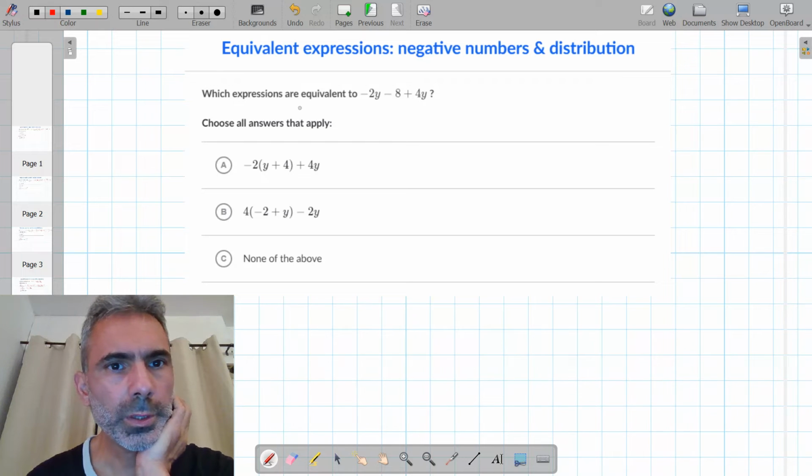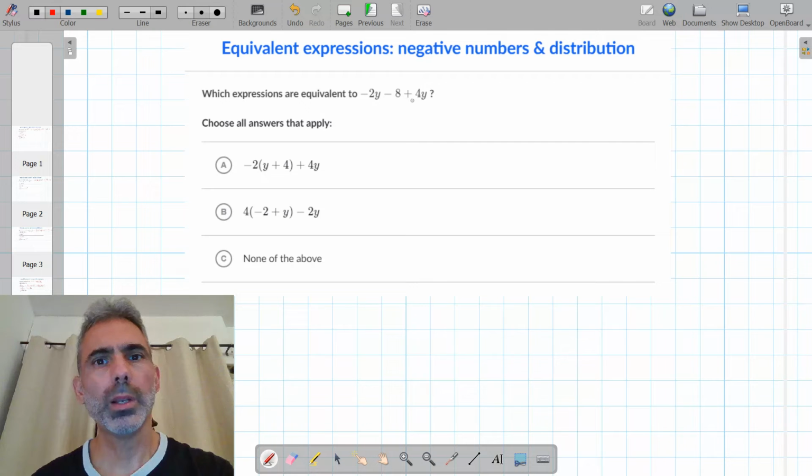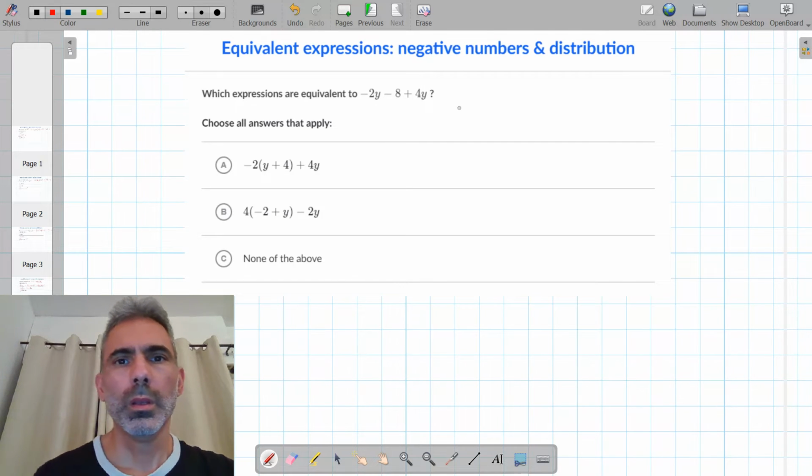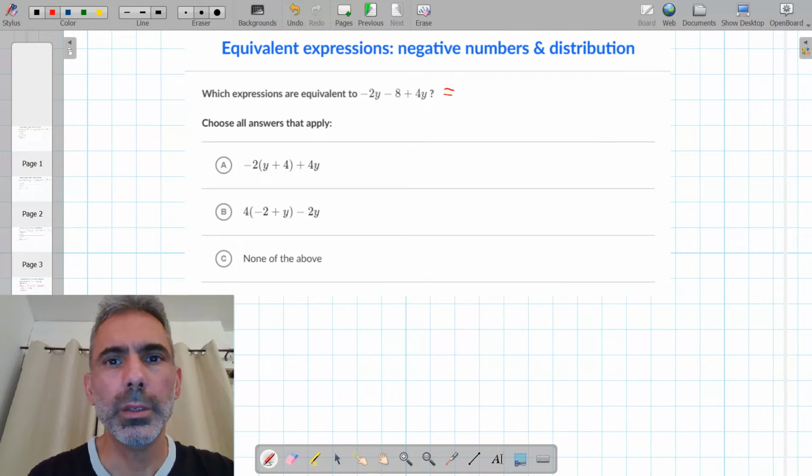Which expressions are equivalent to minus 2y minus 8 plus 4y? Okay, so we can combine these two terms. We have negative 2 and a positive 4, so the result is the difference between the two. 4 minus 2 is 2, and the result is positive because 4 is greater. So we have positive 2y minus 8.